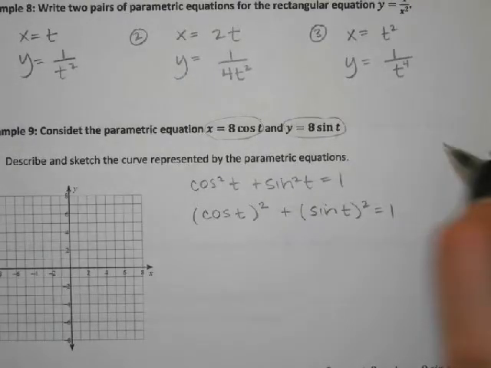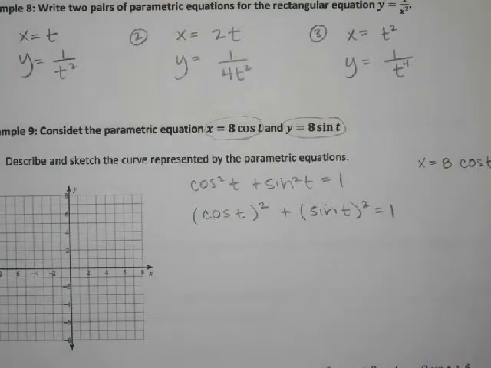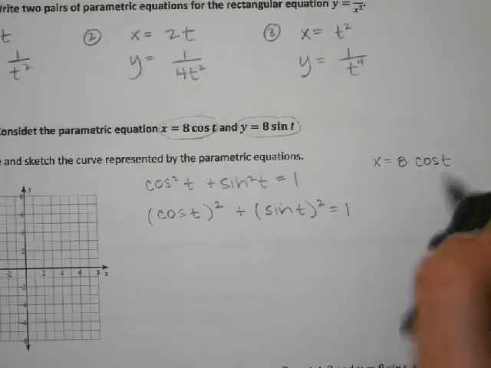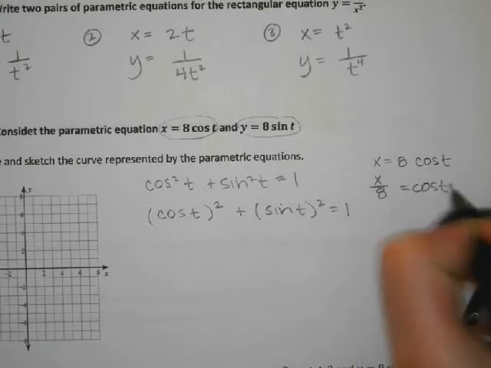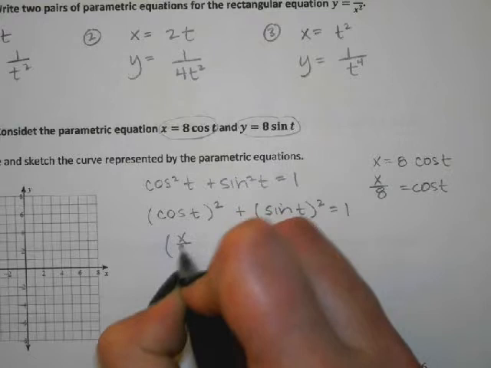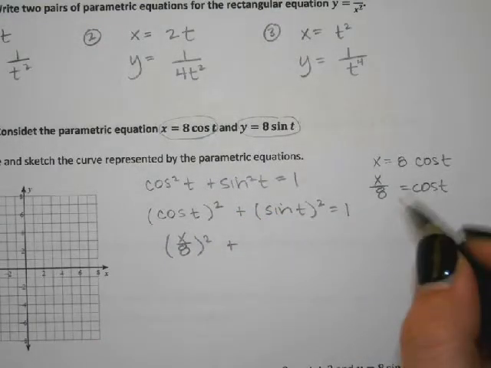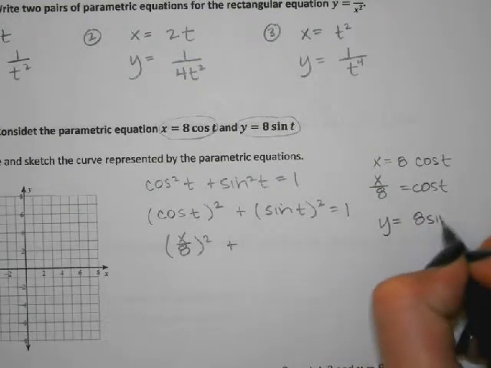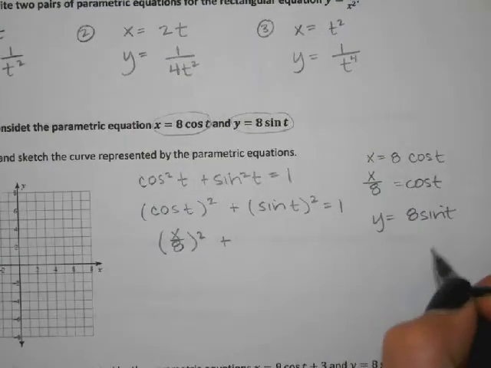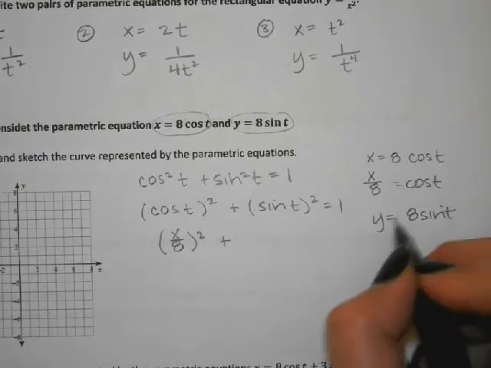Okay? So if I have x equals 8 cos t, then what should I do? Divide by 8. So x over 8 equals cos t. So that makes this x over 8 squared. All right, and then for the other one, we're going to say y equals 8 sine t. And so then what do I do? y over 8.